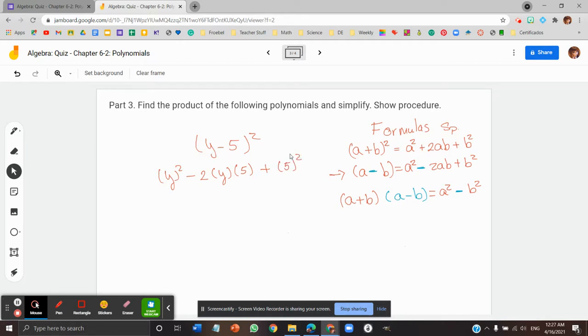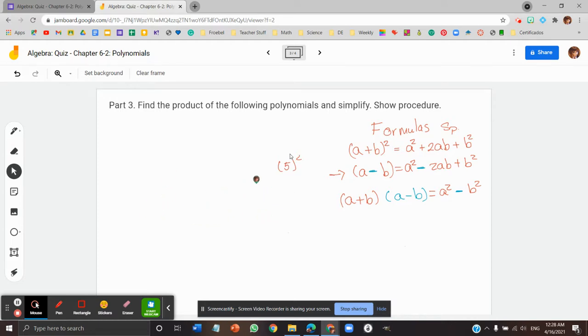Y to the second is going to be y to the second. Negative 2 times 5 is negative 10y. And 5 to the second power is the same as 5 times 5, and that is 25. And that would be my answer. Let's do one more. If I can, I'm going to try to do 2 more.